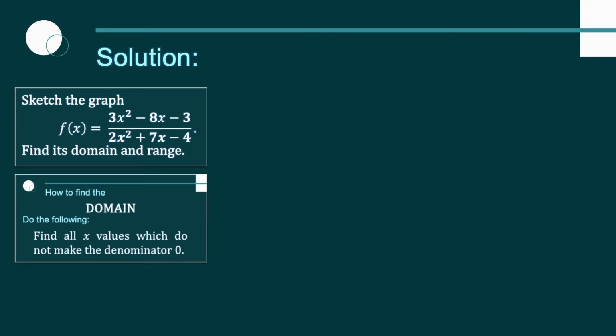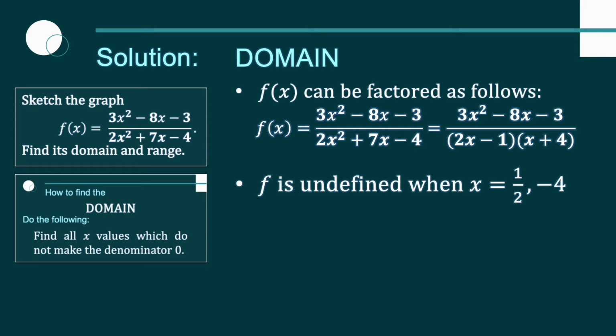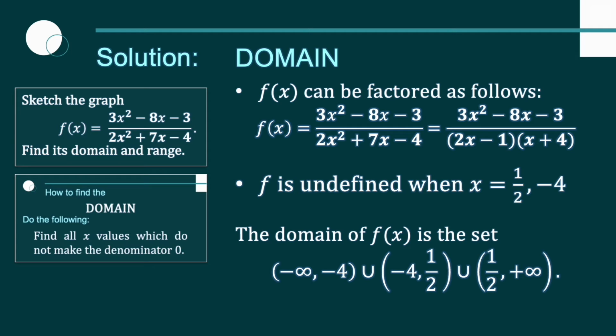First, we have to identify the domain. Note that f of x can be factored as follows. So the denominator of f of x can be expressed as the quantity 2x minus 1 multiplied by x plus 4. As you can see, the denominator will be 0 if x equals 1/2 or x equals negative 4. Thus, f is undefined in these points. Thus, the domain of f of x is the following set.